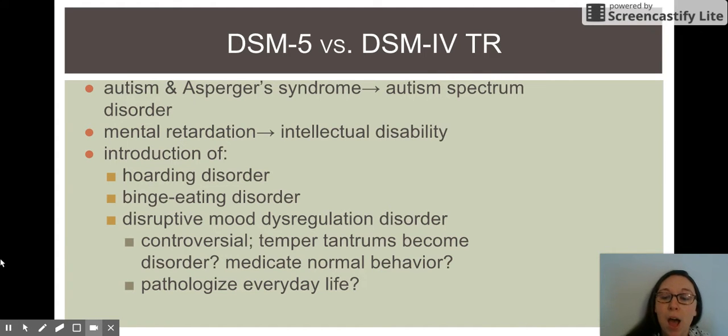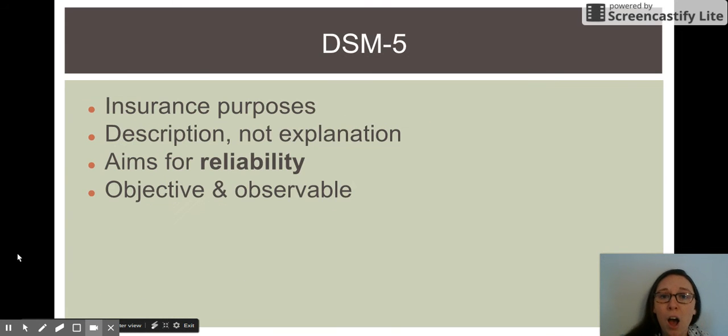So if we go back to our information on the DSM-5, there are some specific benefits to using something like the DSM-5.